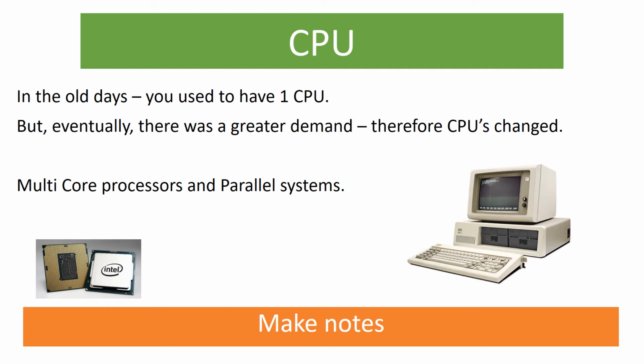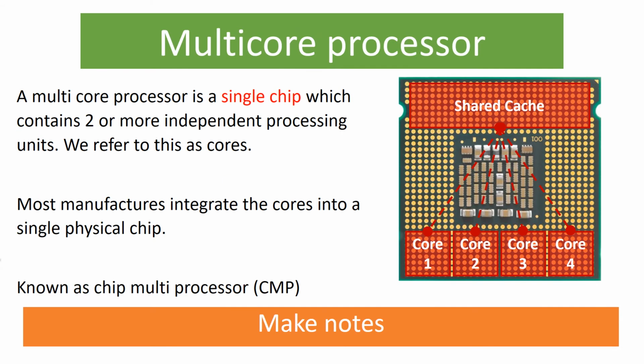In the olden days, you'd have one CPU per machine, but as demand has increased, we've changed CPUs, and we've now started using multi-core processors and parallel systems. As you should hopefully already know, a multi-core processor is a single processor chip which could have more than two processing units. If you look at the diagram on the right, you can see that here we have shared cache for 4 different cores. So this would be a quad-core processor.